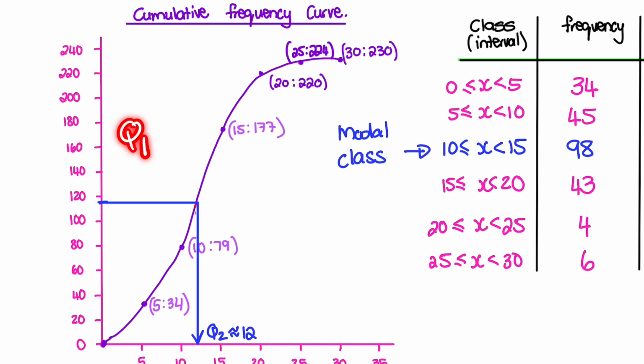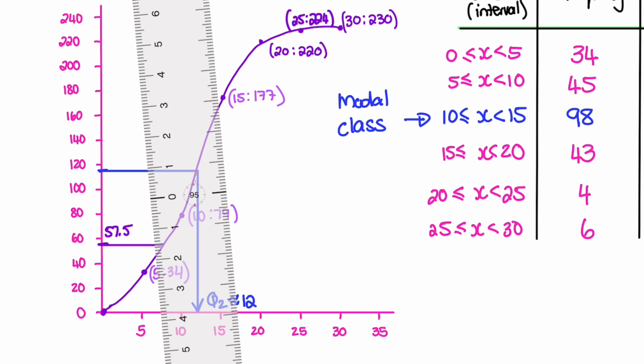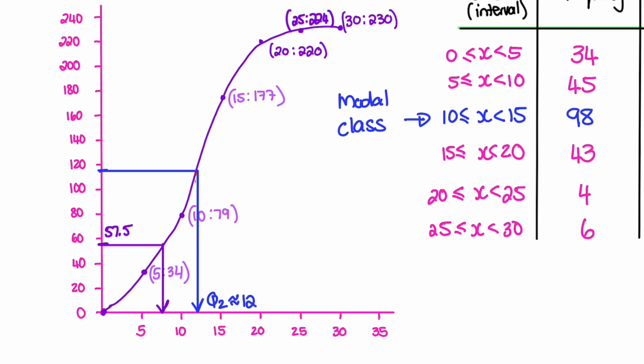For quartile 1, I will take the 230 observations and I multiply it with 1/4 because it is a quarter of the data. So that is 57.5. Now this 57.5 is the position of quartile 1, our estimated position. So I plot a point there. Again, I use my ruler, go horizontally to the curve and then vertically straight down. So my estimate for quartile 1 is roughly 7.